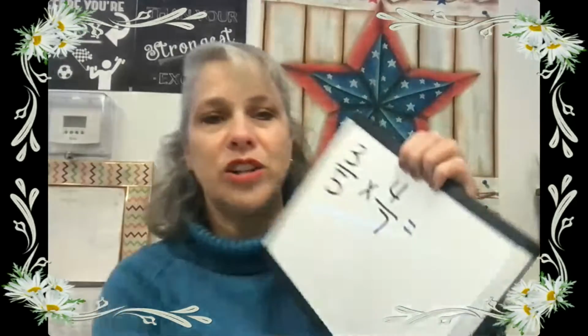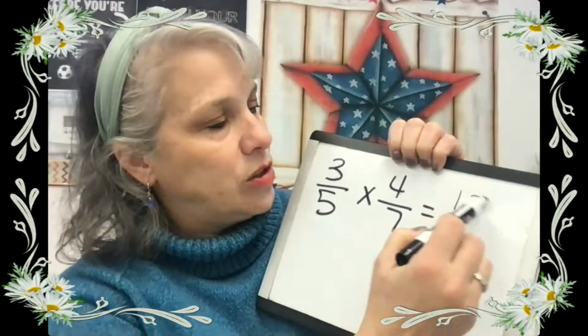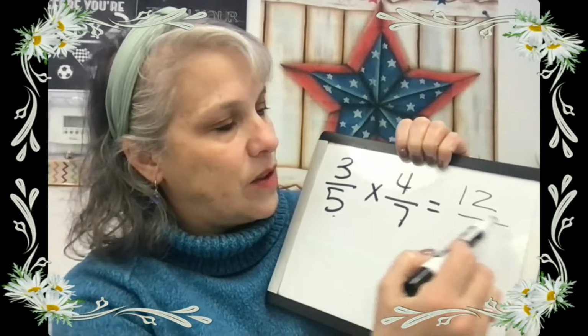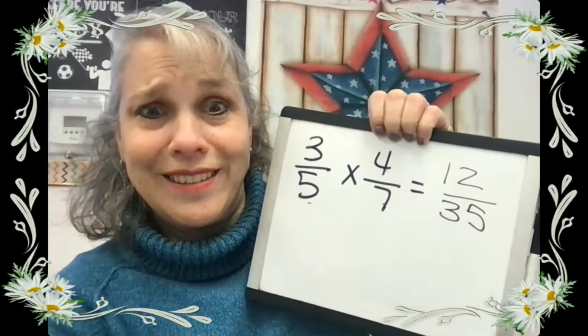multiplying fractions. Multiplying fractions is quite simple if you know how to multiply. All you have to do to multiply fractions is multiply across. 3 times 4 is 12. 5 times 7 is 35. And you are done. That's it. Now, sometimes you will be able to reduce fractions, so we will talk about that in a future lesson.